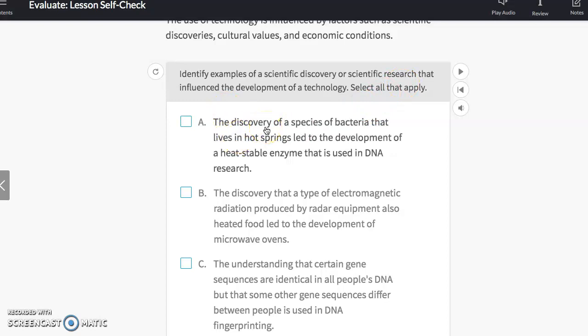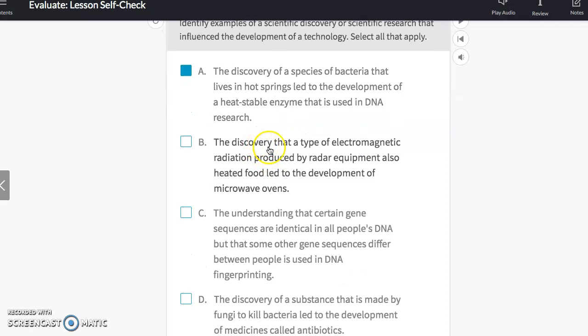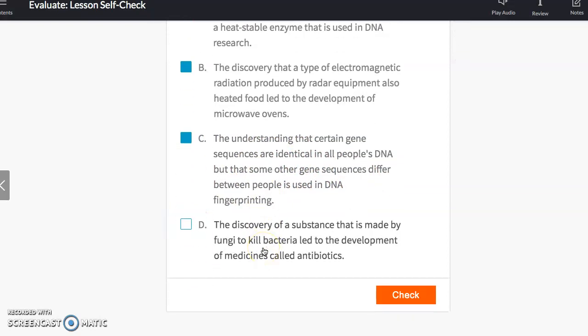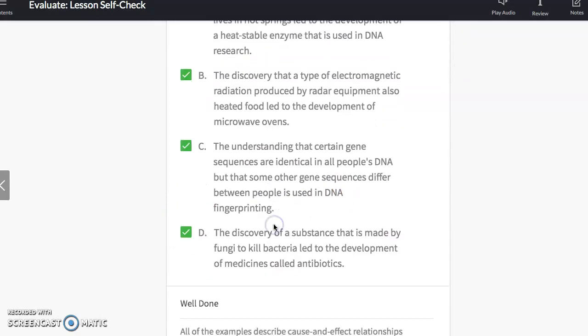The discovery of bacteria that lived in hot springs led to the development of a heat-stable enzyme used in DNA research. Yes, because the discovery in science led to technology. Discovery of radiation led to microwaves. Yep. The understanding of gene sequences in DNA was used for DNA fingerprinting. Yep, DNA fingerprinting is technology. It was invented by humans. Discovery of a substance made by bacteria or fungi to kill bacteria led to medicines. That's technology as well. So it's actually all of the above. A, B, C, and D.